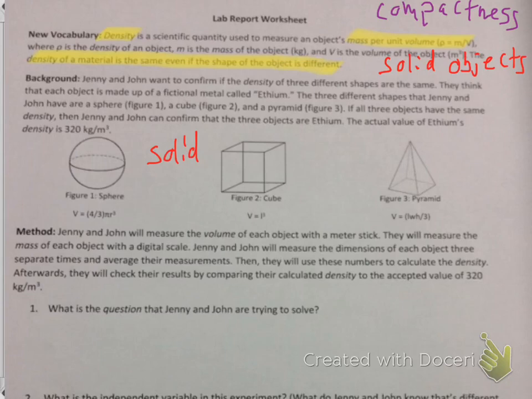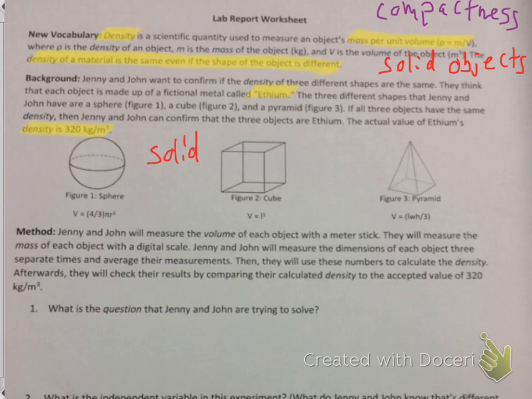Okay, so they're looking at these three separate objects. They're different shapes, and they think that they're this metal called ethium. And ethium's density is 320. So Jenny and John want to confirm that these objects are ethium, and by doing so, they will need to find the density. So they will need to find both the mass and the volume.